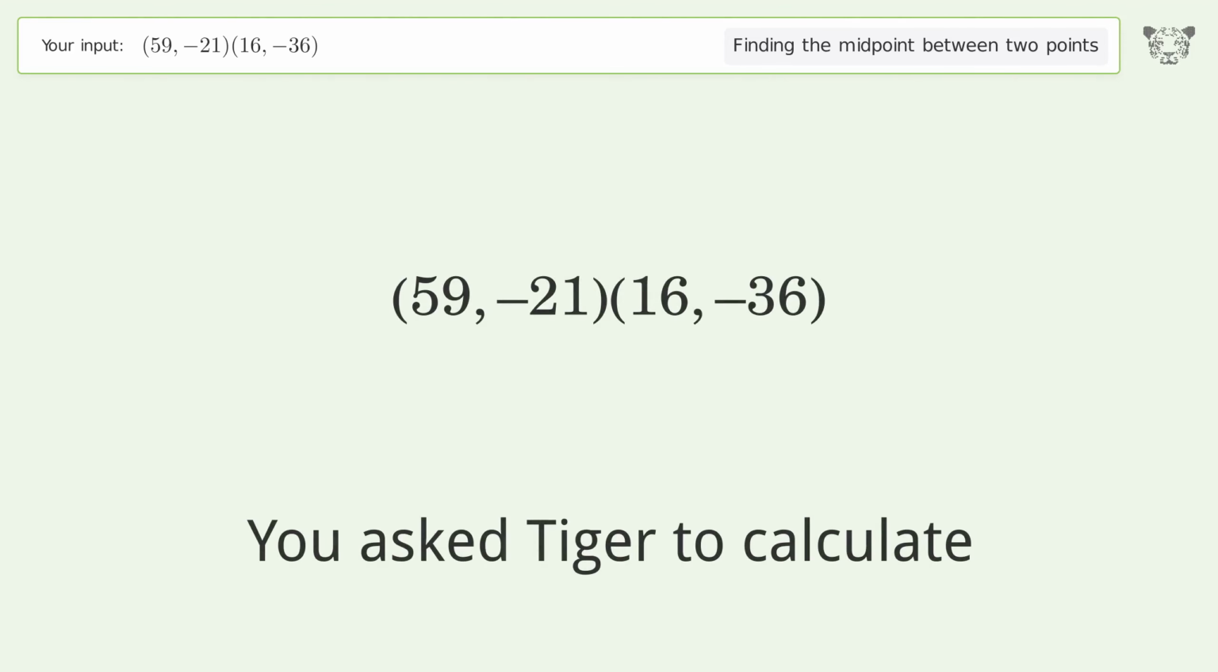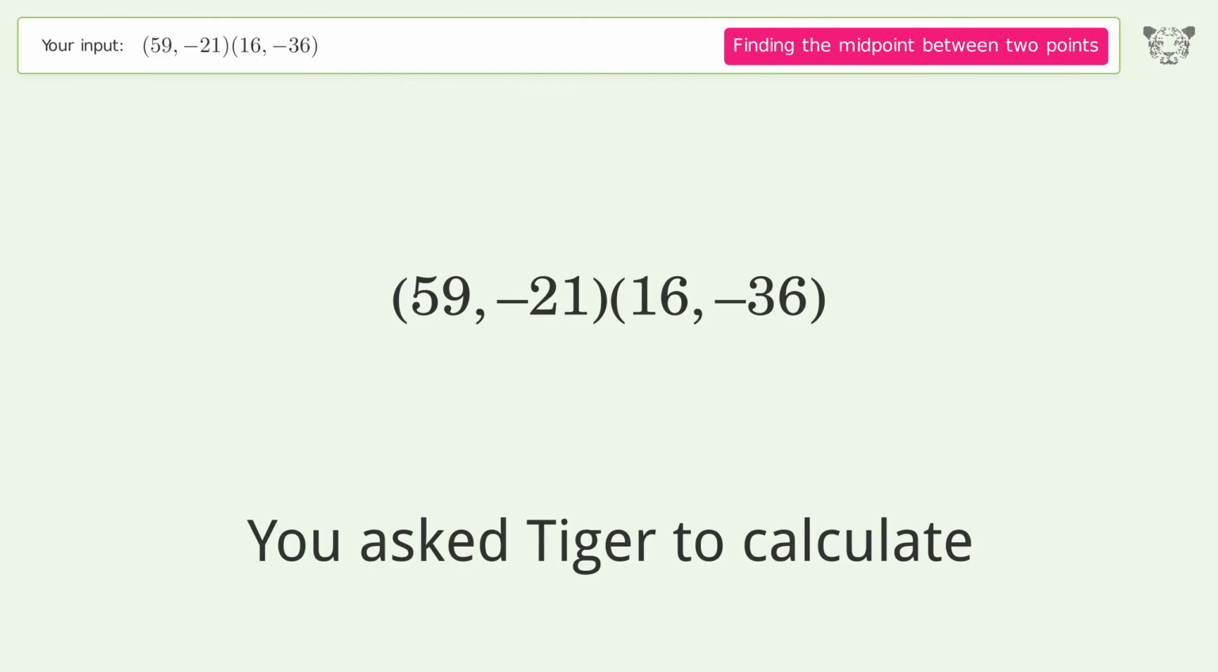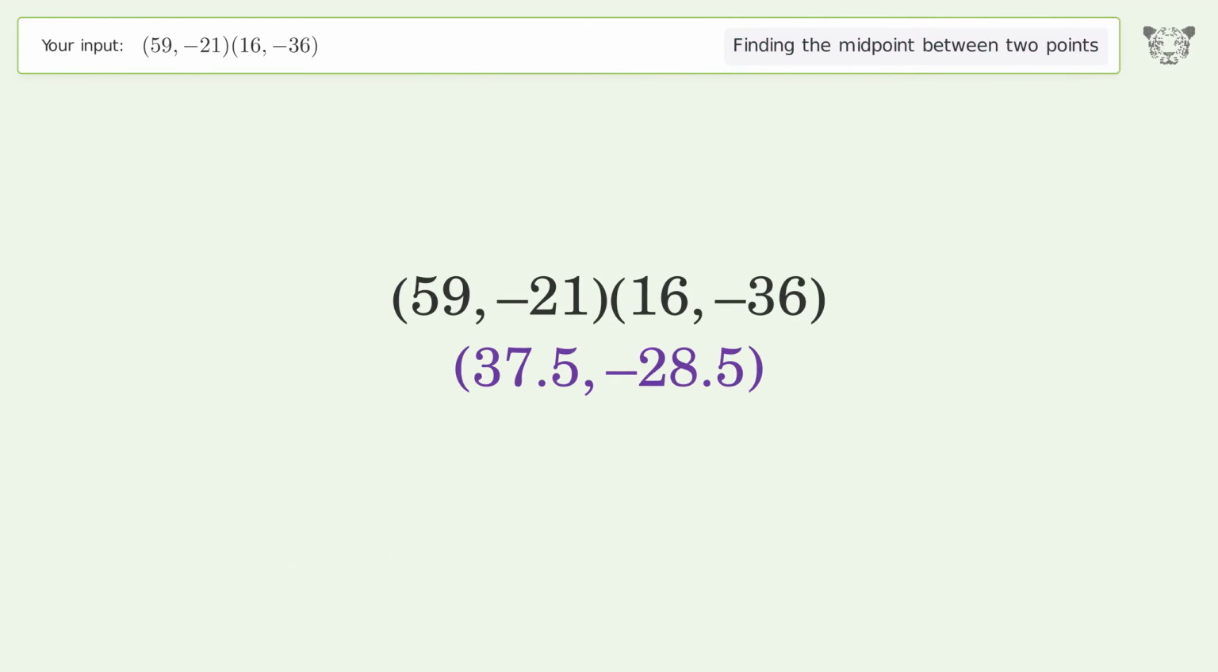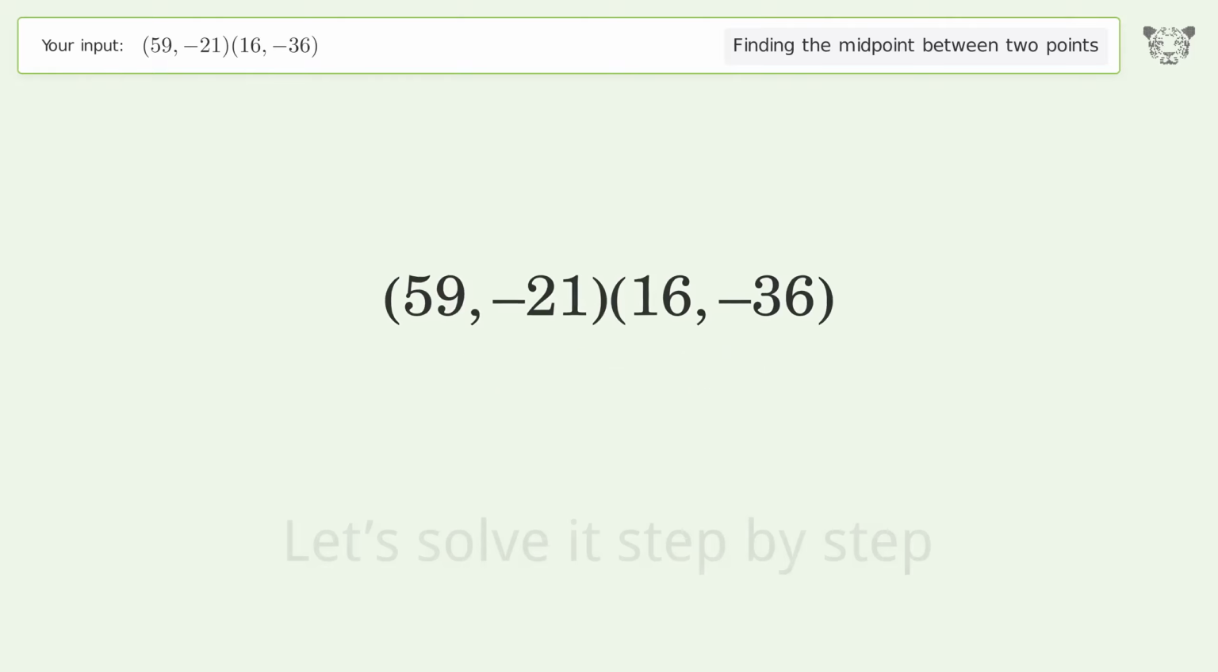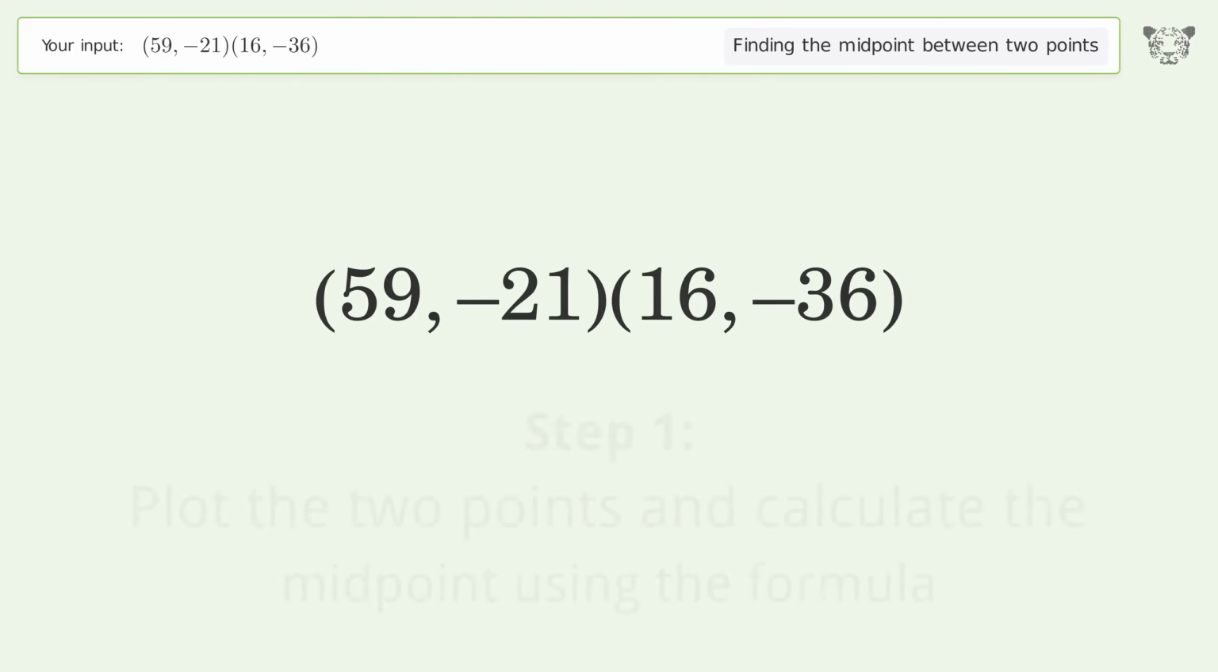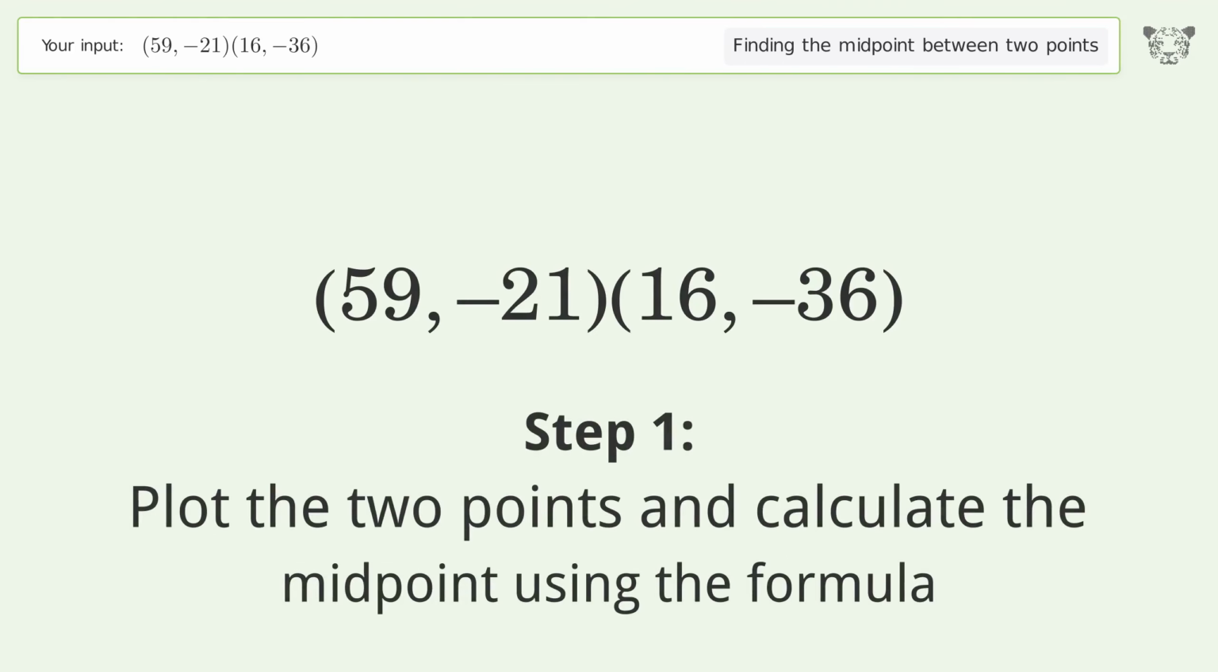You ask Tiger to calculate. This deals with finding the midpoint between 2 points. The midpoint between the 2 points is 37.5, negative 28.5. Let's solve it step by step. Plot the 2 points and calculate the midpoint using the formula.